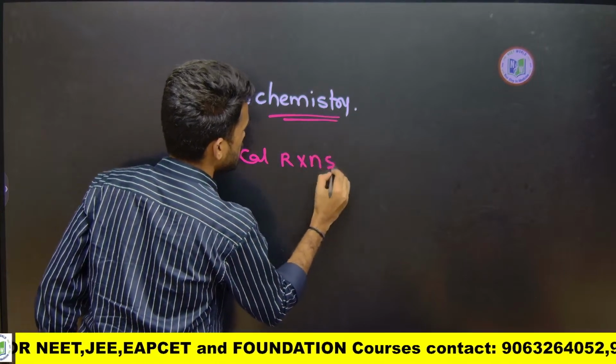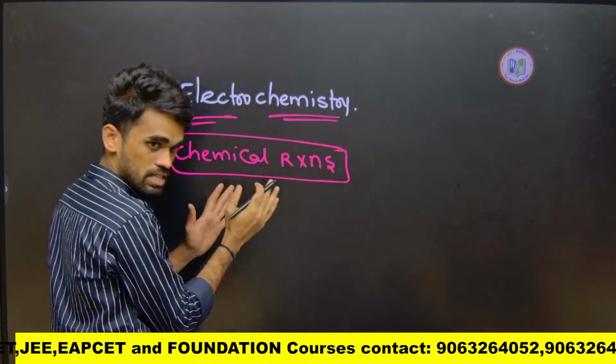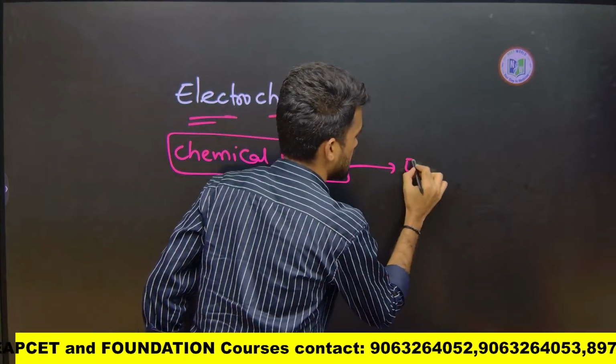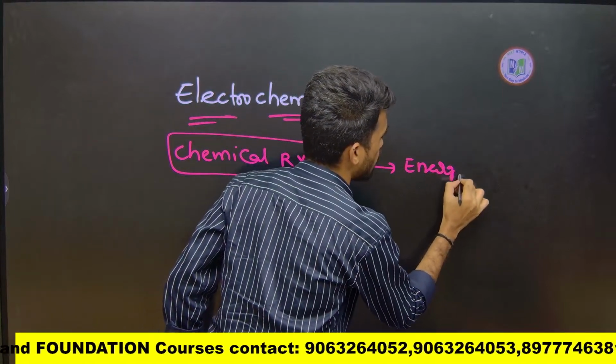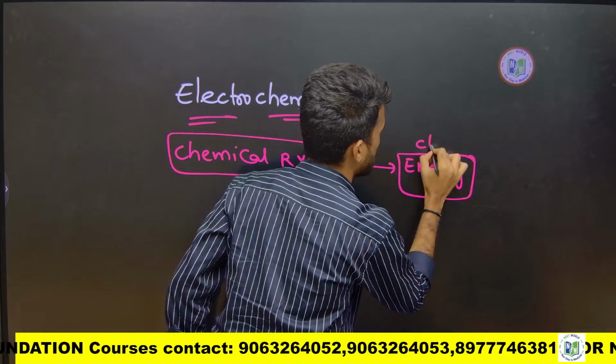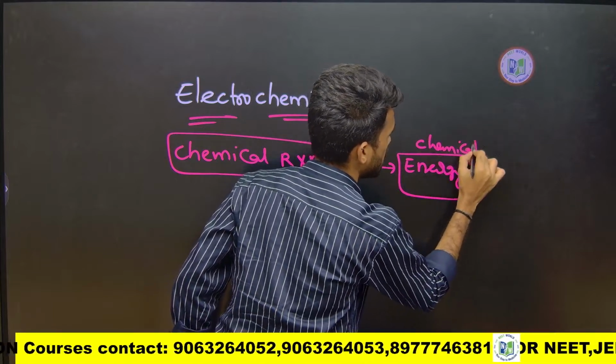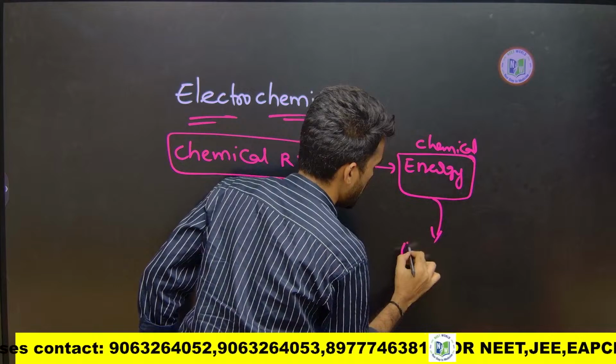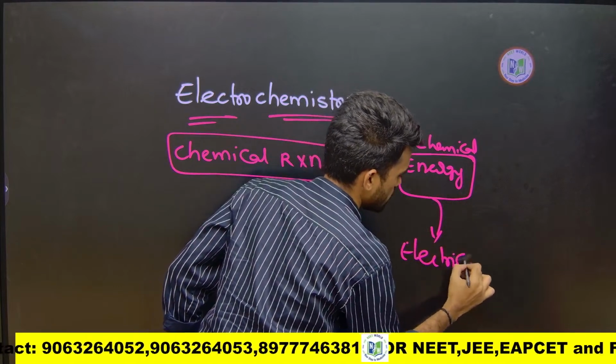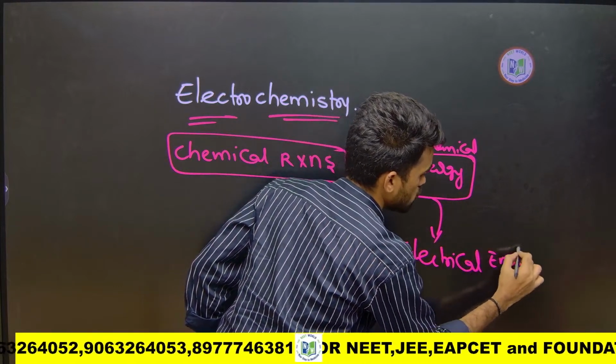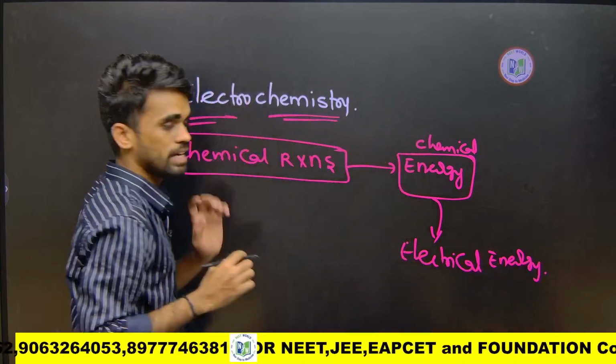During this chemical reaction some energy is released. This energy is called chemical energy. This energy will be converted into electrical energy. So this is the process we will be seeing in electrochemistry.